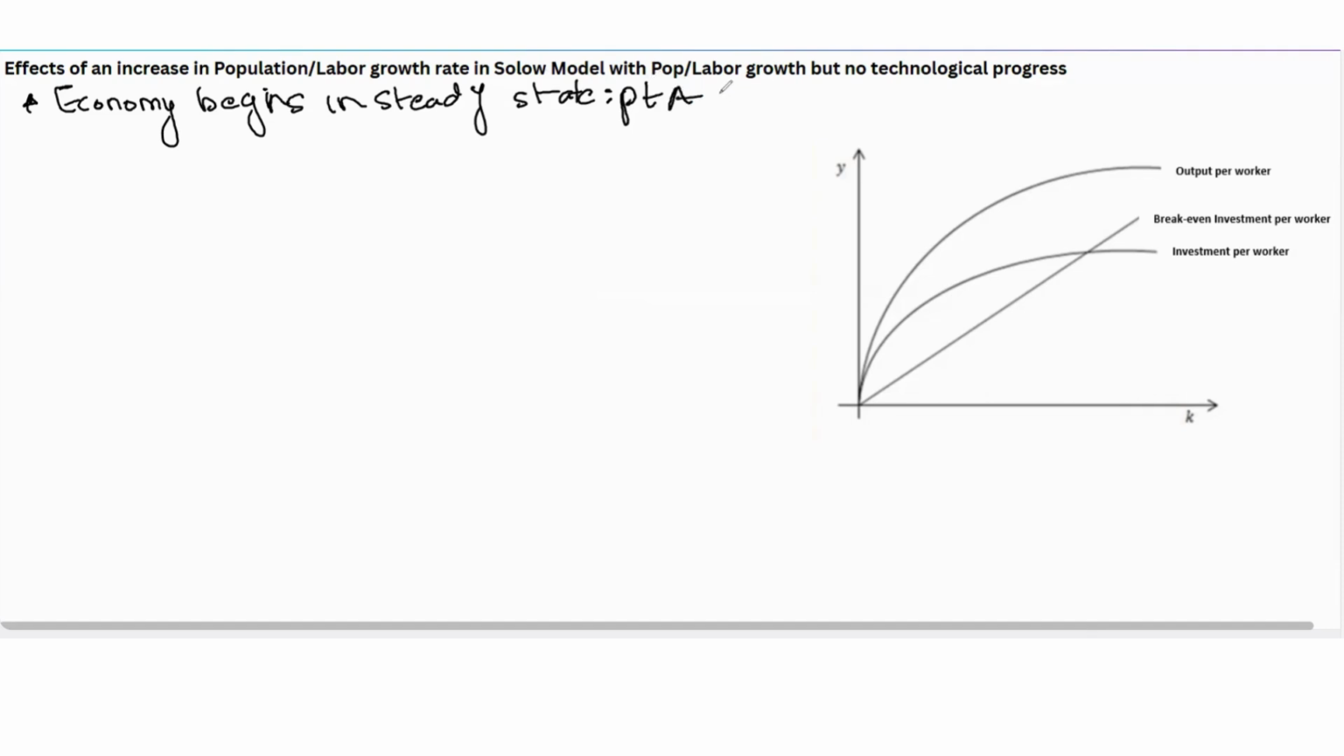I'm going to show this in the diagram, where we know k, capital per worker, is equal to k star and y is y star. And it's depicted in this diagram as well. In this diagram, our initial break-even investment per worker is delta plus n k. Output per worker is f(k). Investment per worker is s f(k), right? So let's just label all of this as y.